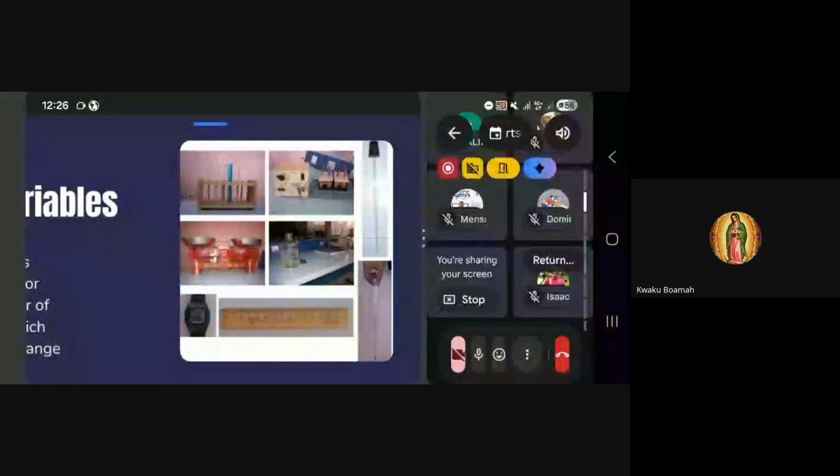How do these images come in? How do they come in? How do these images come in to buttress what we have said with respect to discrete and continuous?